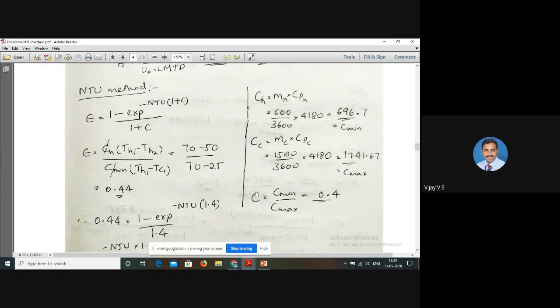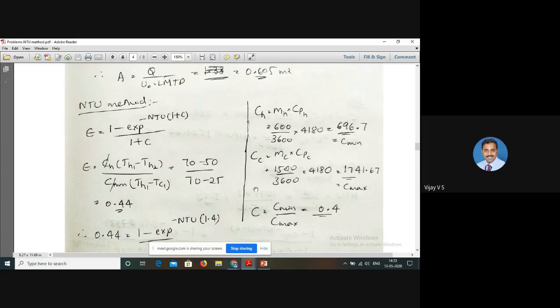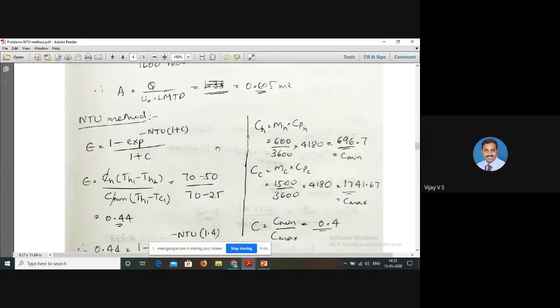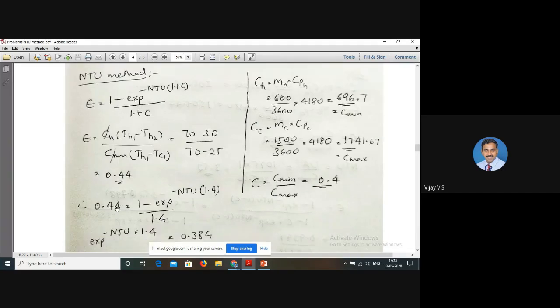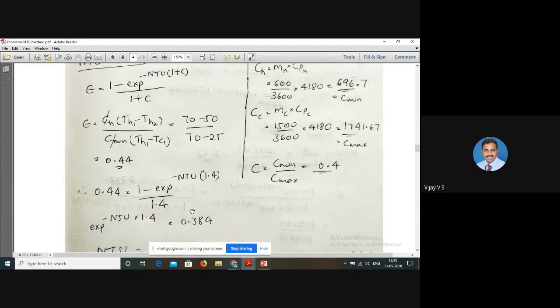So now here the capacity ratio is given, and I want NTU, I want area. If you want area, you don't know area, so NTU you cannot find out. So therefore what I should do, I should find the effectiveness now. Use this equation, CH by C minimum, TH1 minus TH2. CH is C minimum, so this gets cancelled. TH1 and TH2 are given, TH1 and TC are known. Effectiveness I will get 0.44. Now I know effectiveness, I know capacity ratio, I should find NTU.